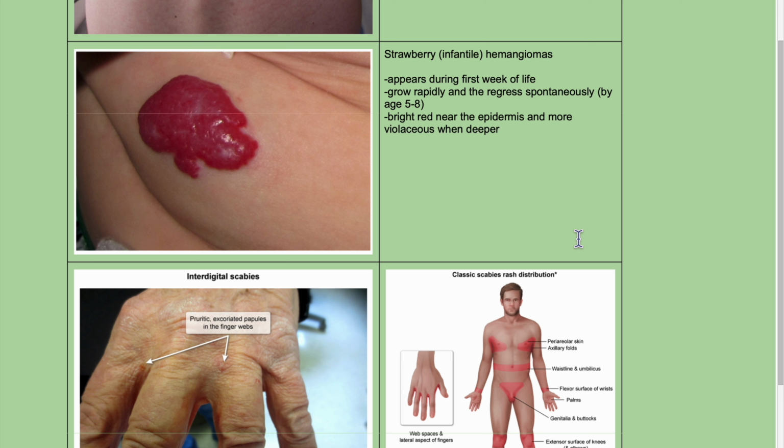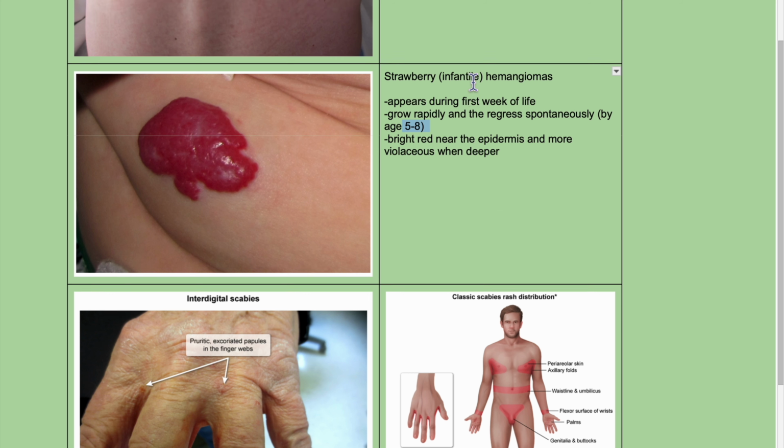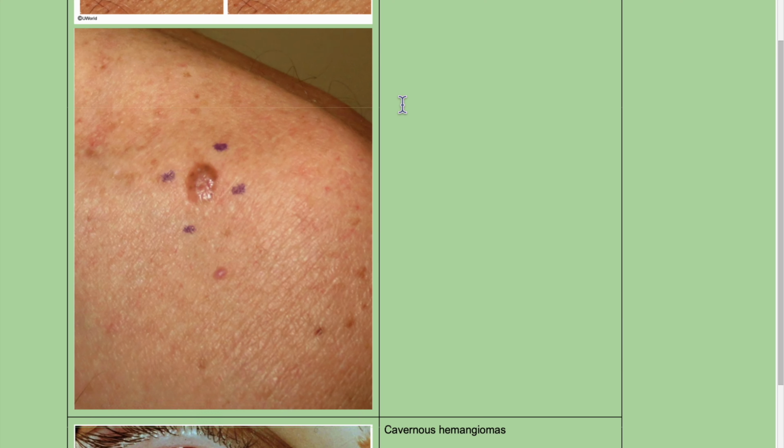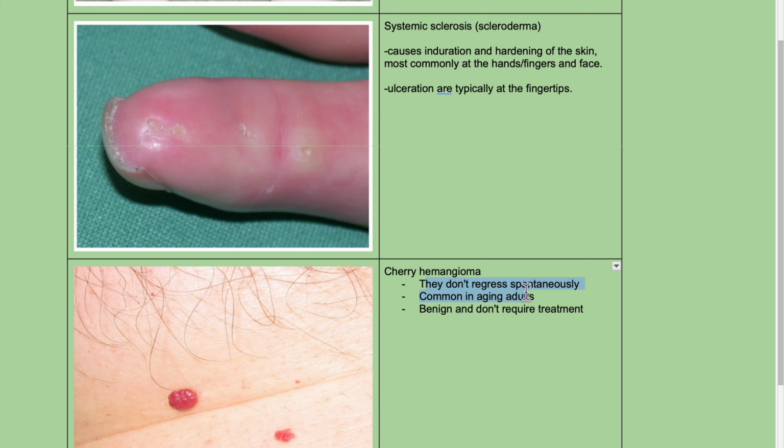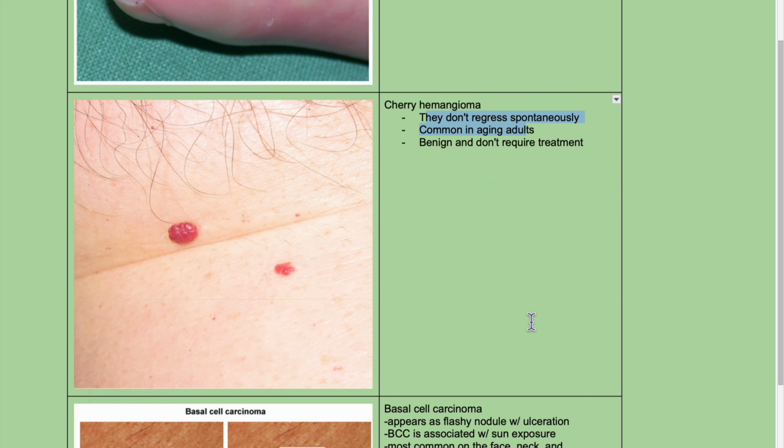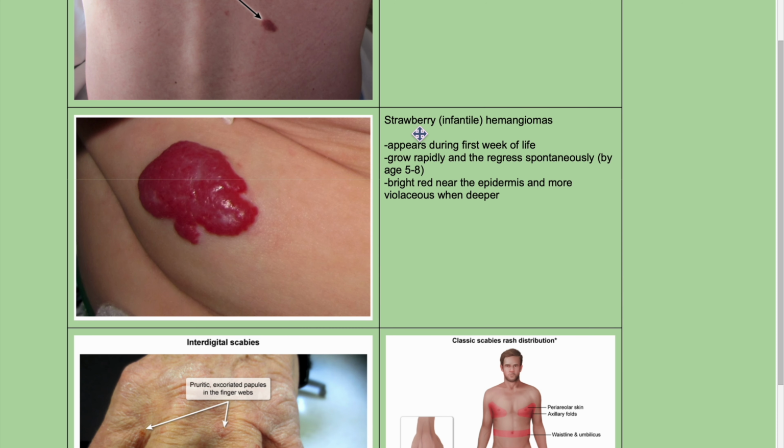Strawberry infantile hemangiomas appear during the first week of life. They grow rapidly and then regress spontaneously by age 5 to 8. Okay, so strawberry hemangiomas sound similar to cherry ones, but cherry ones happen in older adults, aging adults, and they do not regress. Whereas this one regresses by age 5 to 8. So if they ask you how would you treat it, you don't, you just let it be and reassure them that it's going to go away. Bright red near the epidermis and more violaceous when deeper.